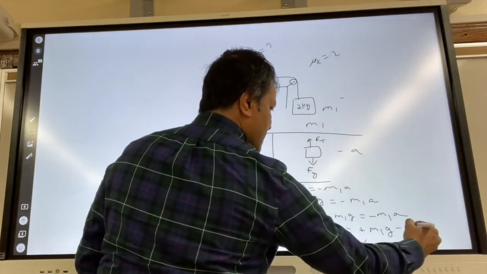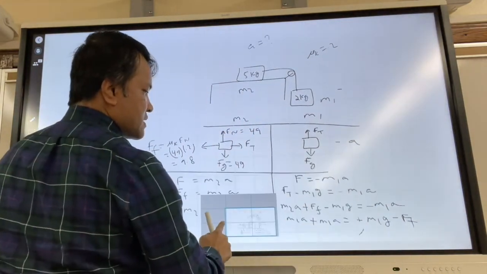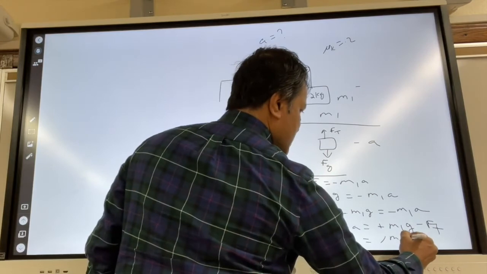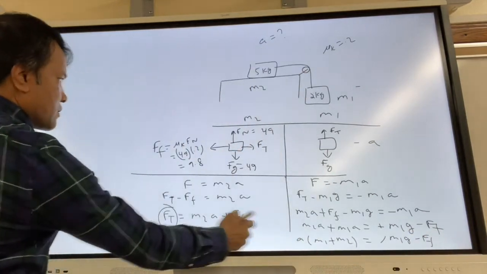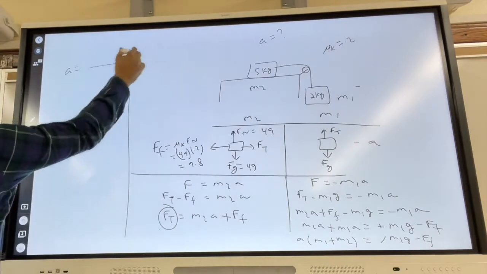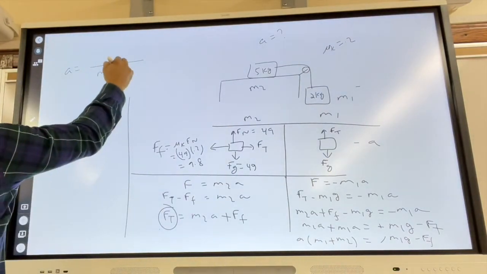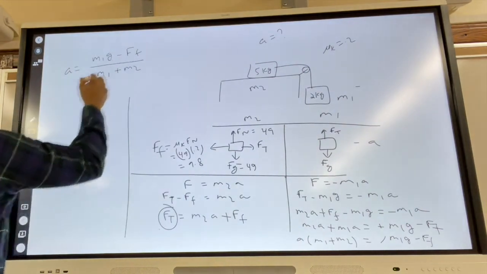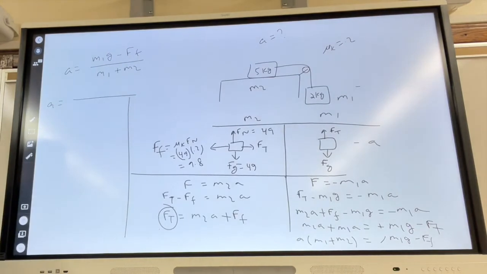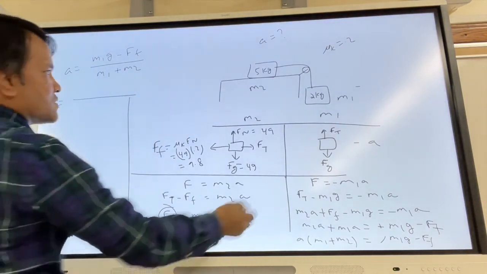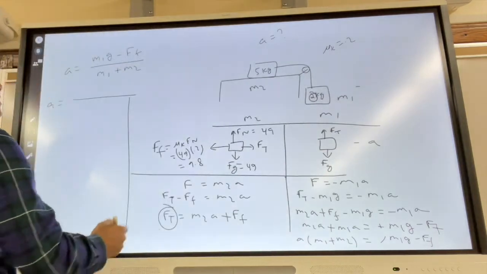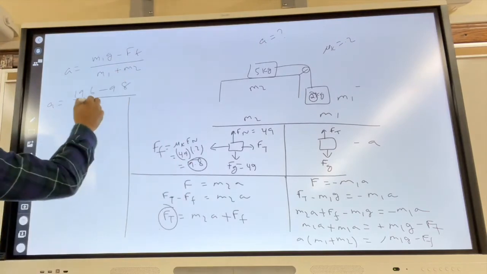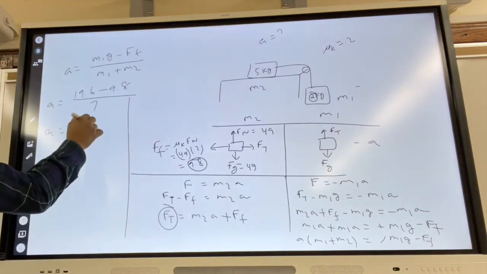Plus m1g minus Ff. So acceleration times (m1 plus m2) is equal to m1g minus Ff. Alright, so what you get, acceleration is (m1g minus Ff) over (m1 plus m2). So m1g is how much? 2 times 9.8, so 19.6, minus Ff, which is 9.8, divided by 7. So acceleration is 9.8 divided by 7.